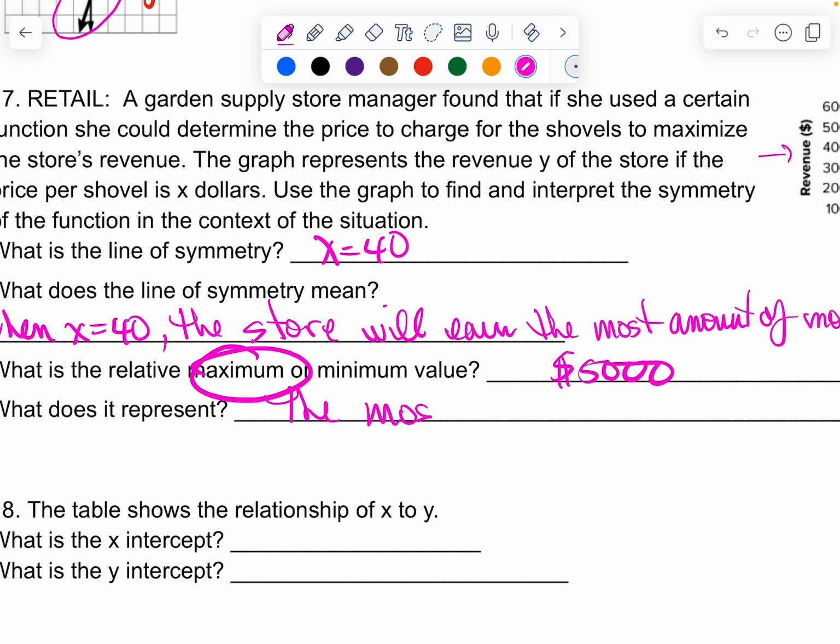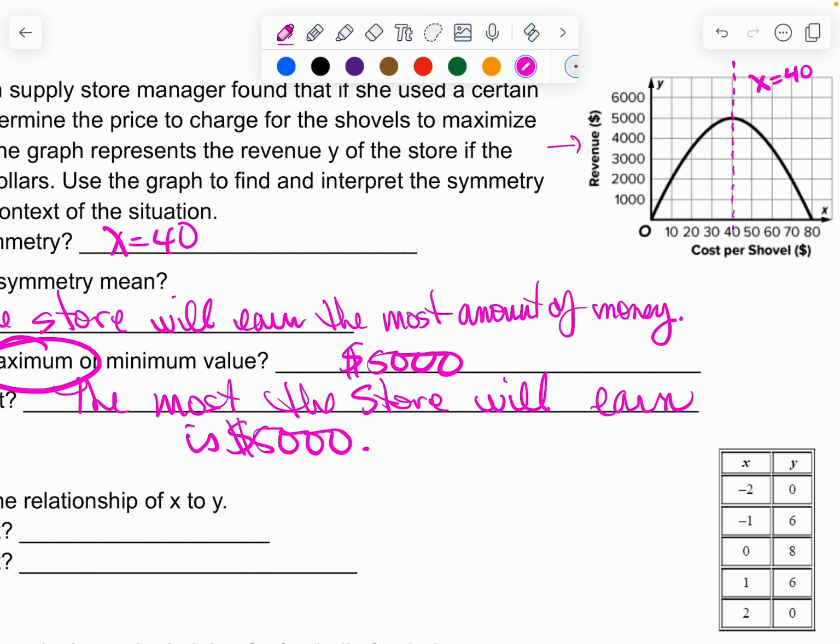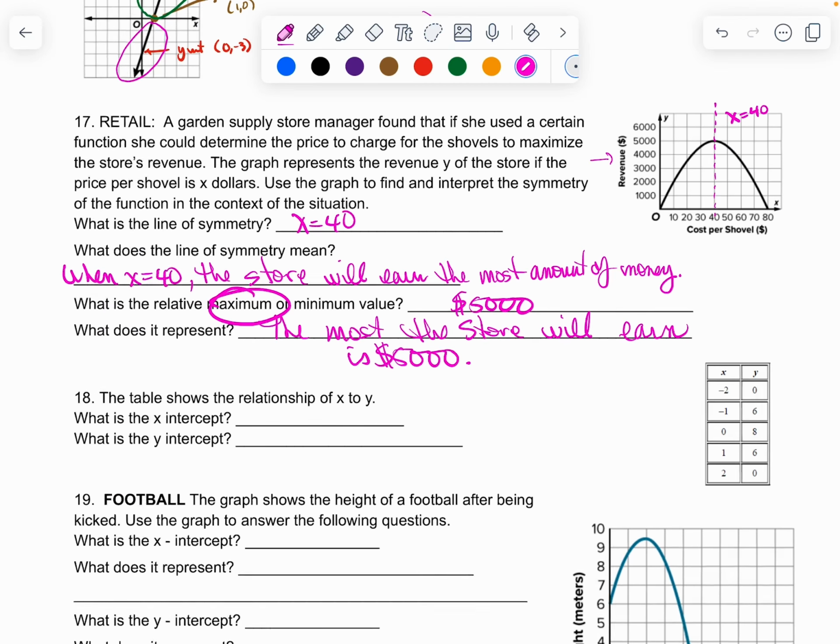The most the store will earn is $5,000. Okay, so what is the x-intercept on this? Okay, so I see 0. So I see a 0 here. I see a 0 here. I see a 0 here. Remember, x-intercept is when the y value is 0. Y-intercept is when the x value is 0.